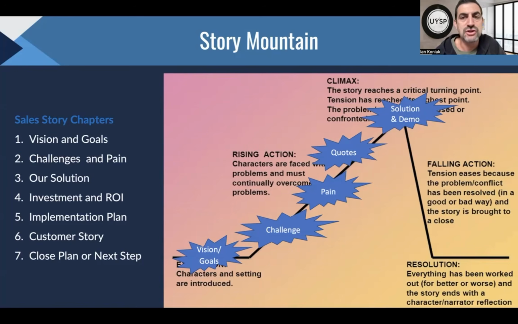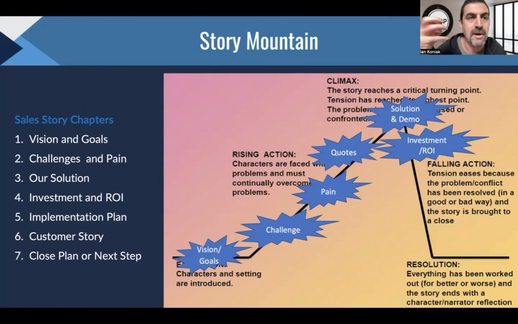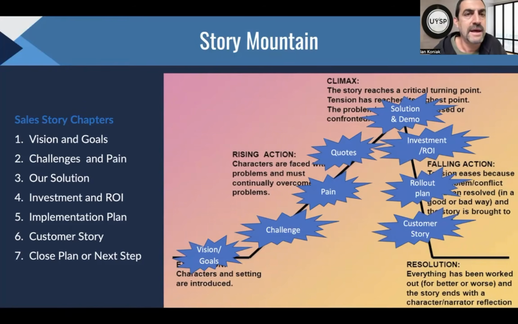Okay, now once you show them the solution in the demo, now it's time to show them what the investment is. And that's where the falling action is easing the tension, right? So you're showing your solution, you're getting them bought in mentally, and then you're saying, here's what the investment is, here's what the ROI or the business case looks like, here's what the rollout plan looks like, and here are a few customer stories that look like you.